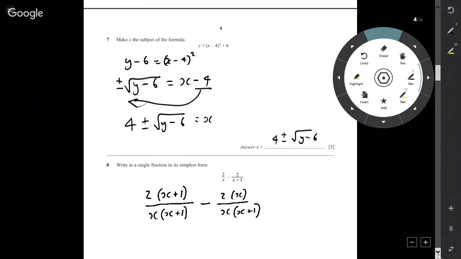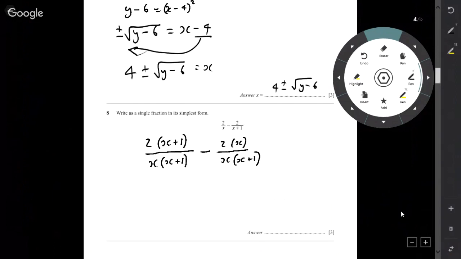Question number 8. Write as a single fraction in its simplest form. So here, fractions, if we're plussing or minusing fractions, we need them both to have the same common denominator. So here what I've done is I've just said, okay, well, we need to multiply these both so that they're both the same. So I times this x by x plus 1 and x plus 1 by x to make them the same denominator. Now we can minus them. So let's just expand this bracket.